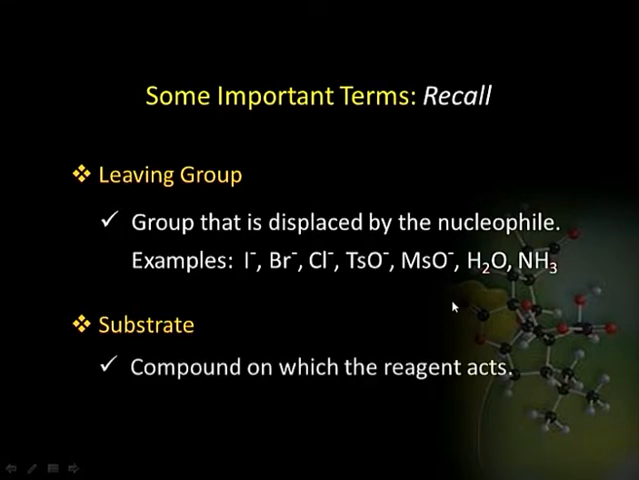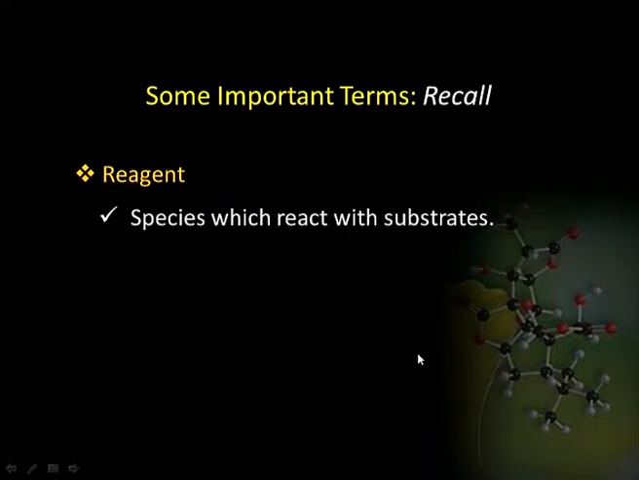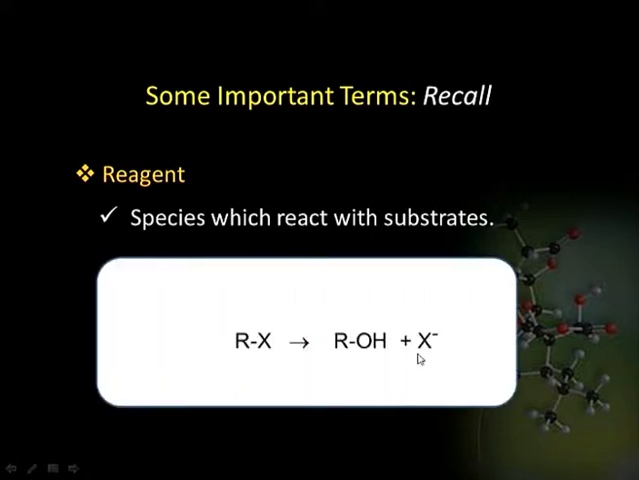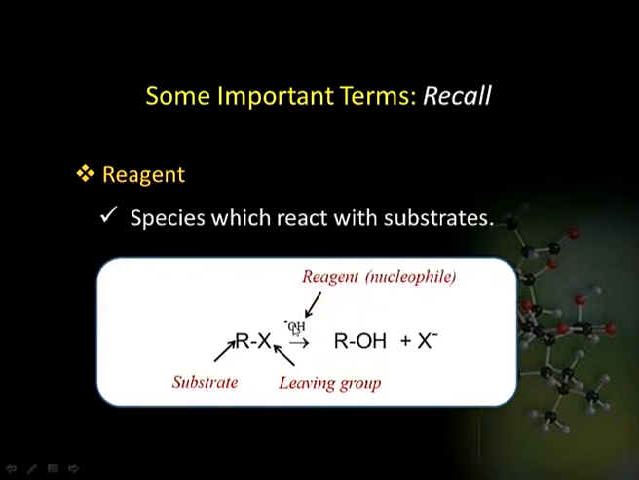A substrate is the compound on which the reagent acts, and a reagent is the species which reacts with the substrate. If we look into this reaction, we would see that the RX, that is an alkyl halide, is the substrate, wherein the X or the halogen atom is the leaving group. The hydroxide ion, which is used during the reaction, is the reagent, or in this particular case a nucleophile.